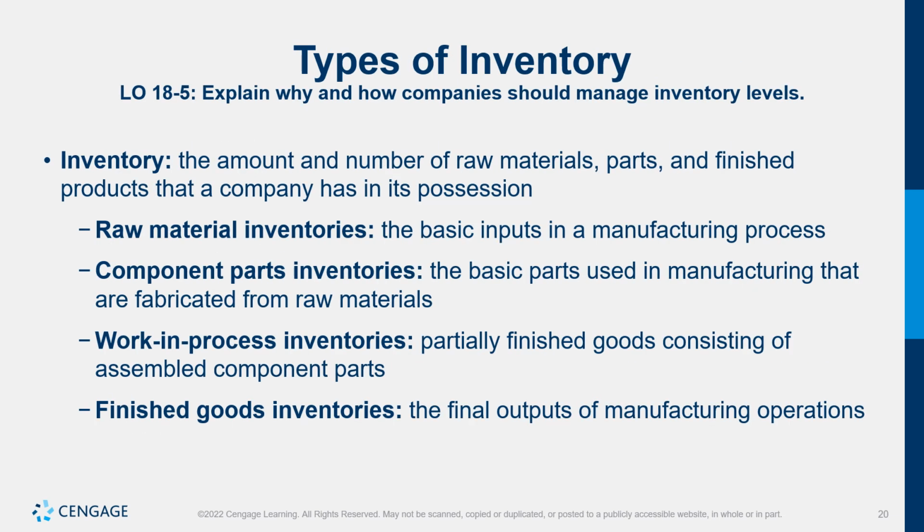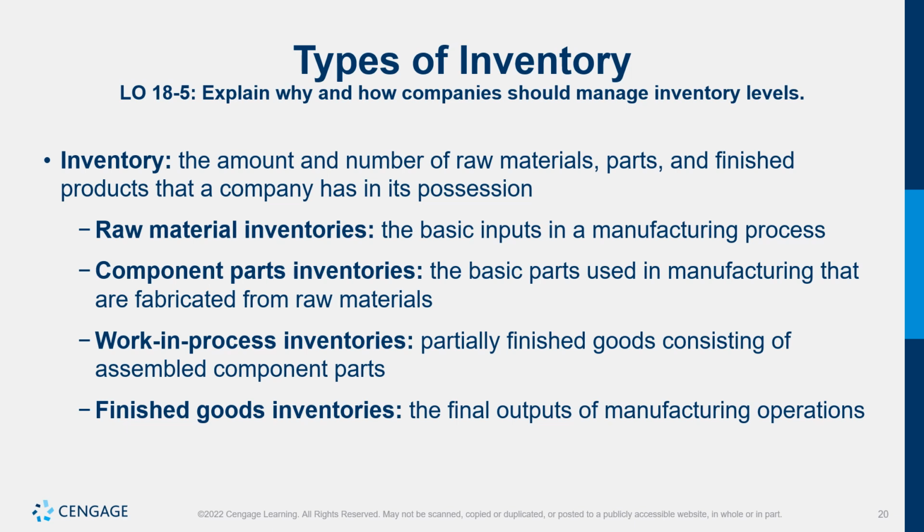Inventory is the amount and number of raw materials, parts, and finished products that a company has in its possession. The four kinds of inventory a manufacturer stores are raw materials, component parts, work in process, and finished goods. Inventory kind changes as a product is made.